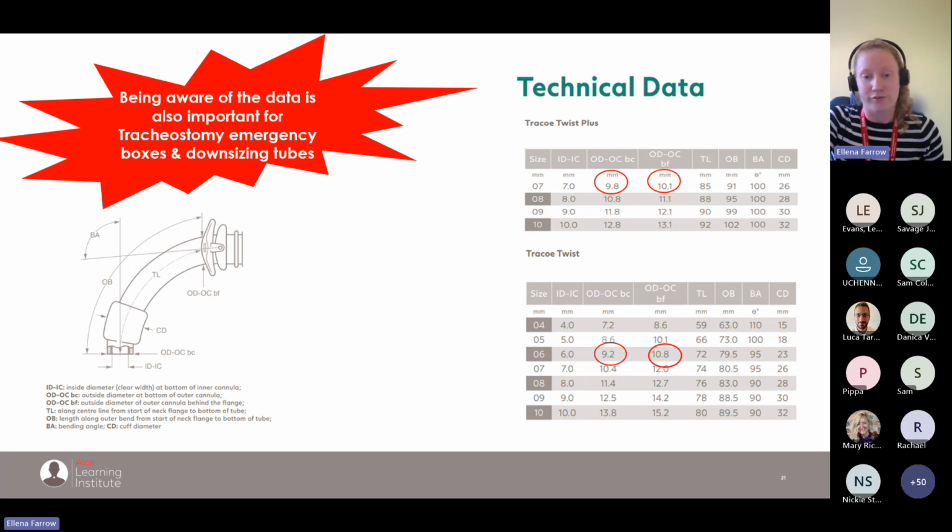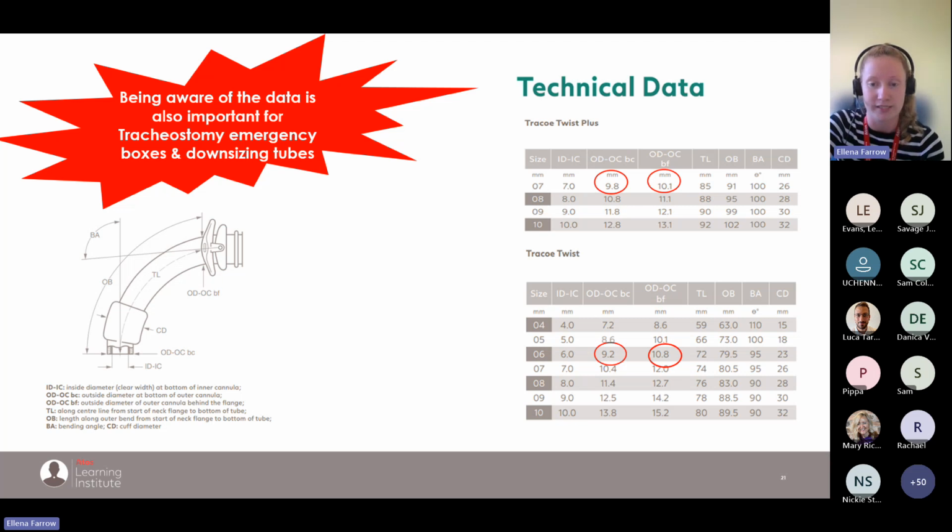However, if you look at the data we've got circled here, at the top right for the Twist Plus size 7, we've got the outer diameters of the tube, so how much of the trachea is being occupied by the tube. One of these diameters is below the cuff, so that's 9.8mm, and one's below the flange, that's 10.1mm. If I get the next one up for you, if you then look at the data here for the Twist size 6 that you might assume is the smaller size, the outer diameter of the outer cannula below the flange is wider than that of the size 7 Twist Plus.